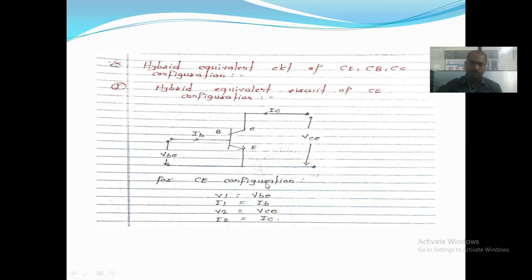Yes, sir. Okay, so we don't do anything else as in the H parameters. We only change the notation here. We have to write it in the already existing equation: in place of V1 we write VBE, for I1 we write IB only, right? For V2 and I2 also the same thing.